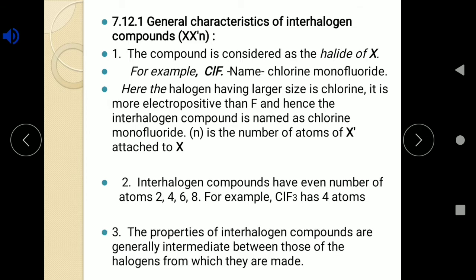Next characteristic. The properties of interhalogen compounds are generally intermediate between those of the halogens from which they are made. That means if we consider chlorine and fluorine, like ClF3, the properties of the interhalogen compound ClF3 will not be like chlorine or like fluorine. They are intermediate between these two.